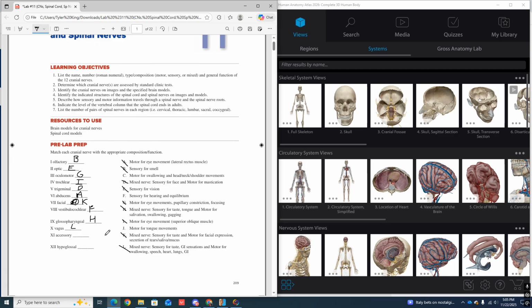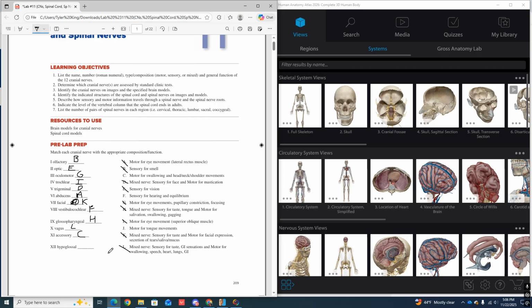Last two, accessory. This is strictly a motor one. We have two motors left, but this one is also for helping with swallowing and also with head and neck movements, specifically with the muscles, the SCM and the upper trapezius, okay? That's accessory. And the last one here is hypoglossal, all right?